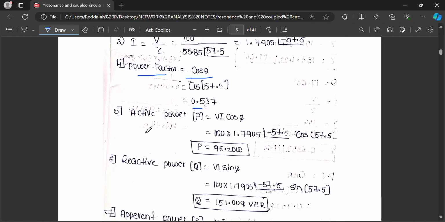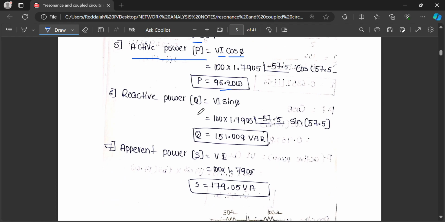Active power is the actual power consumed by the equipment or circuit. Active power is defined as the product of voltage, current and power factor. All we substituted. Power equal to 96.220 watts. Reactive power is the product of voltage, current and sin phi.